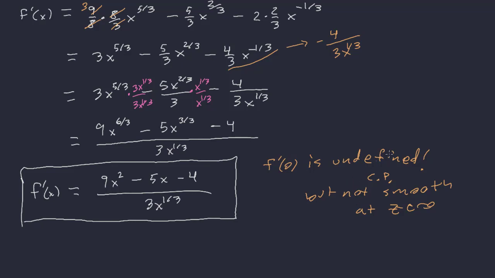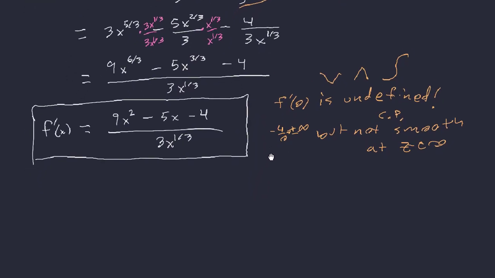Right? So this probably means we have some sort of either a sharp turn, or we have a vertical tangent line. Okay, because 0 is not going to cause the numerator to be 0. Right? When we plug in 0, we'll get negative 4 over 0. So that's a plus or minus infinity. Okay, so this is going to be a spike or a vertical tangent line of some kind.